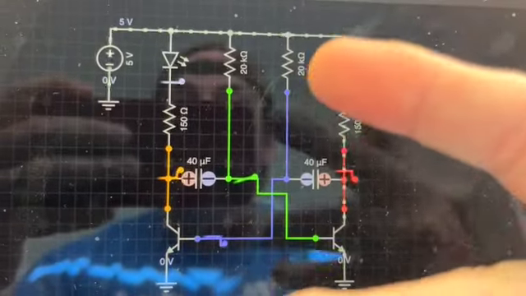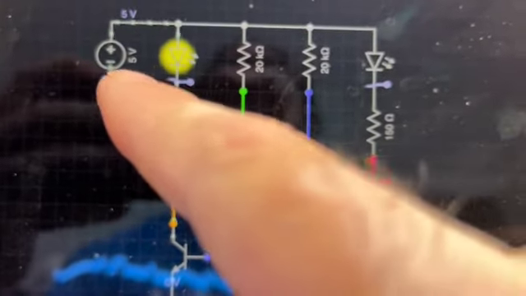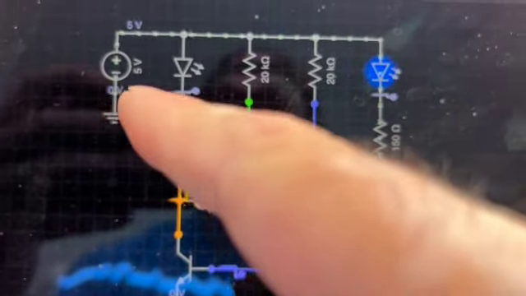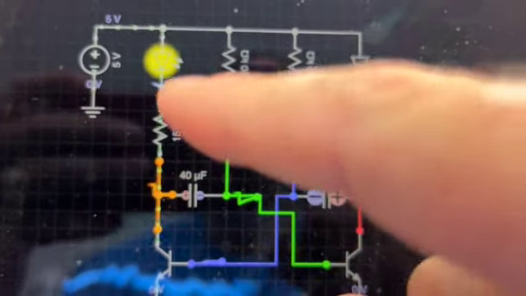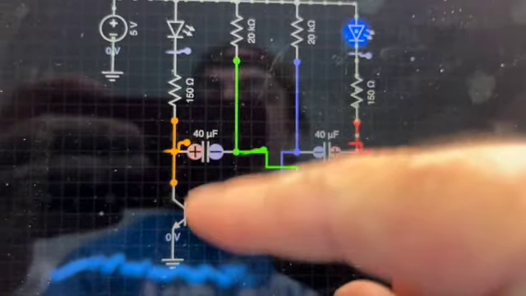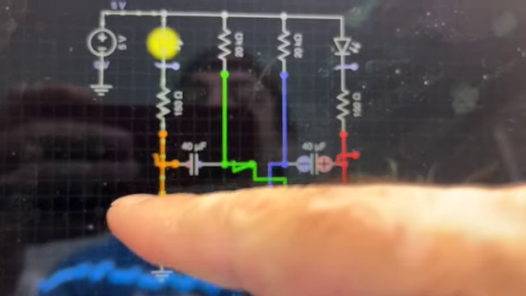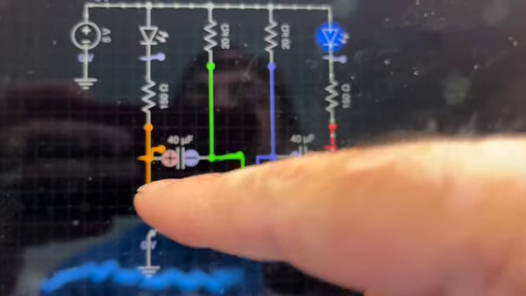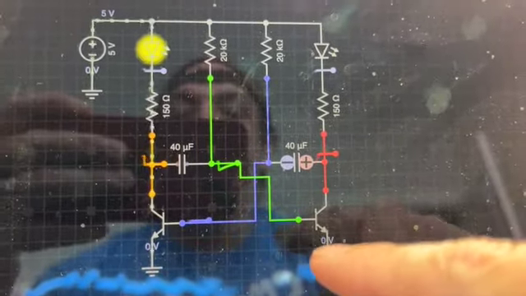Okay, so this is the astable oscillator. As you can see, we have a power source here. In this case, it's showing a 5-volt power source. We have an LED, a current limiting resistor going into a bipolar junction transistor. In this case, it's an NPN. We have a capacitor that's going from the collector of this transistor to the base of this transistor.